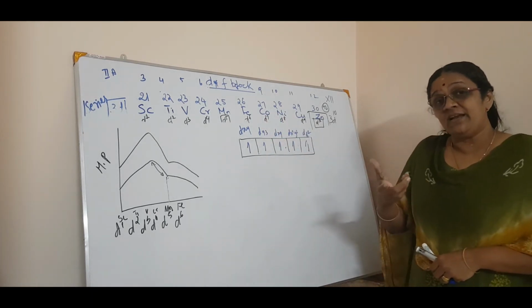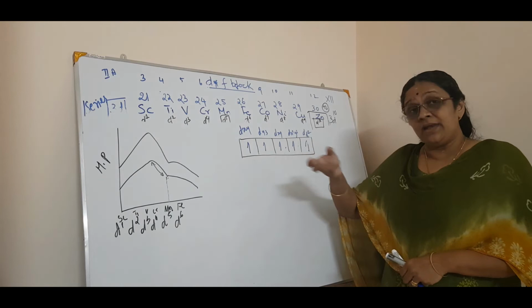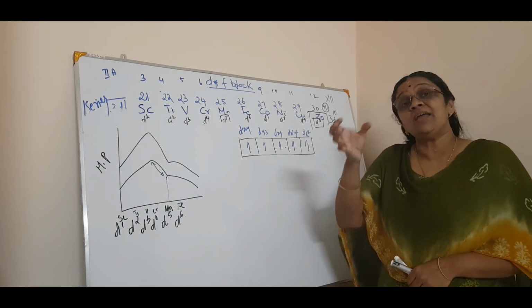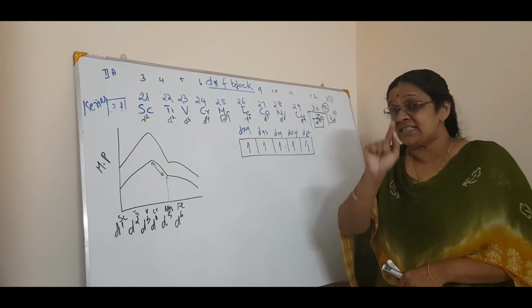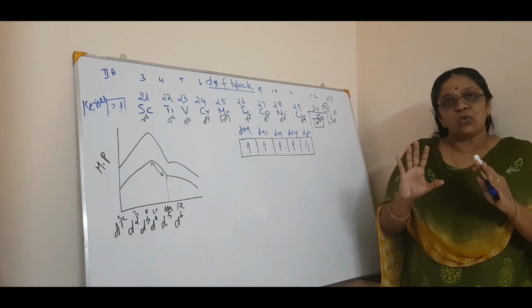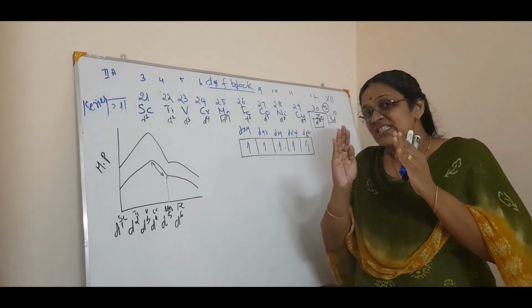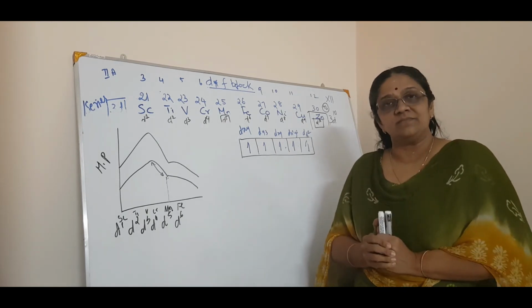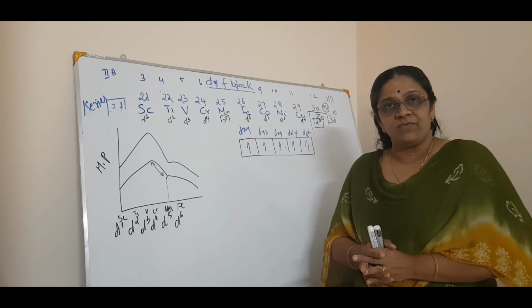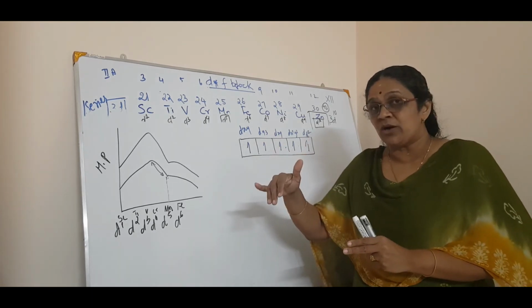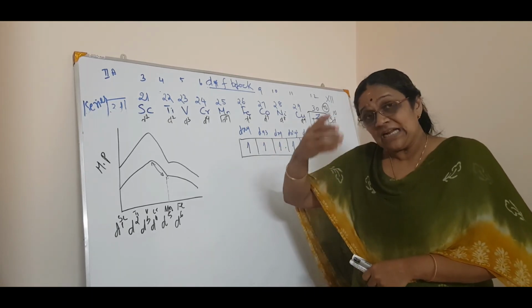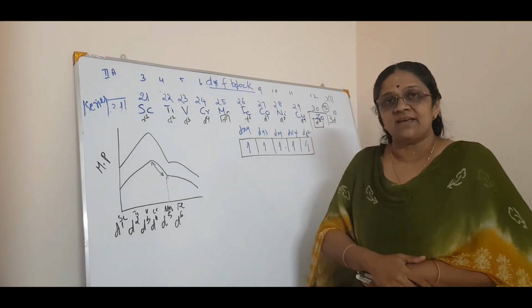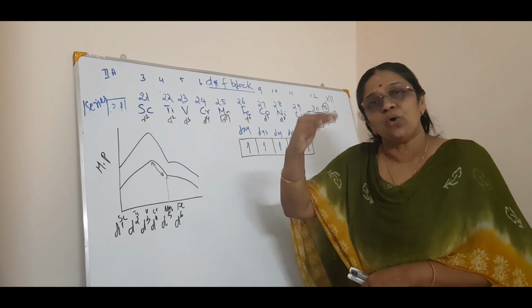And what we have said is that with the number of unpaired electrons, the metallic bonding also increases. That's another point. That is why I told you that in d block elements, even though it is a small chapter, every point is important. This is another value point: as the number of unpaired electrons increases, the metallic bonding also increases.